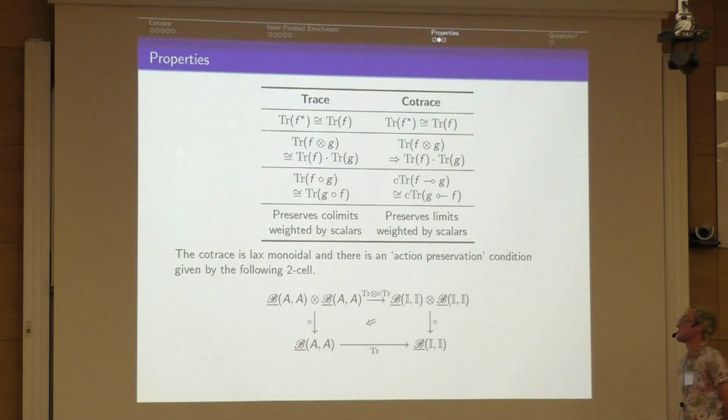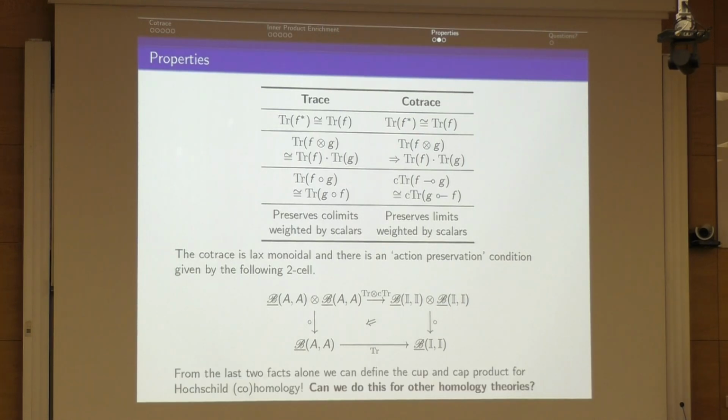The cotrace is also lax-monoidal, which is maybe kind of surprising. And also, if you take the trace and the cotrace together, they form what's called a linear functor, in the sense of representation theory. What I mean by that is they're action preserving. I'm not going to go into the details, but just from those last two facts alone, we can define the cup and the cap product for Hochschild homology and cohomology.